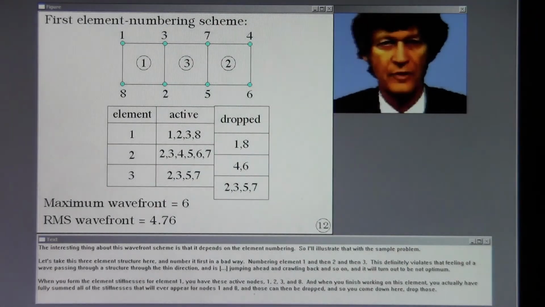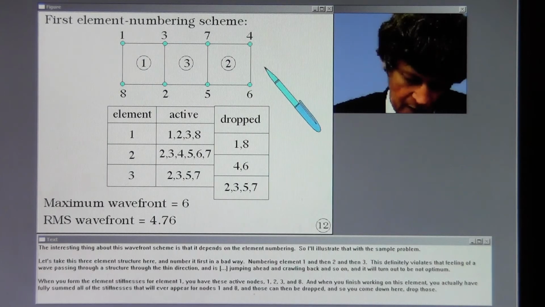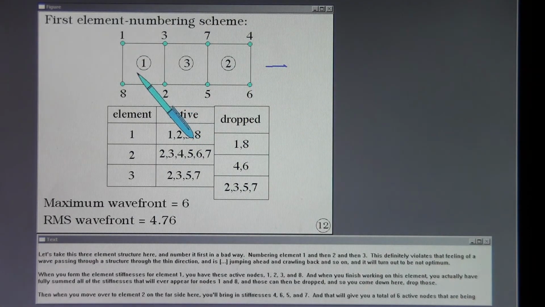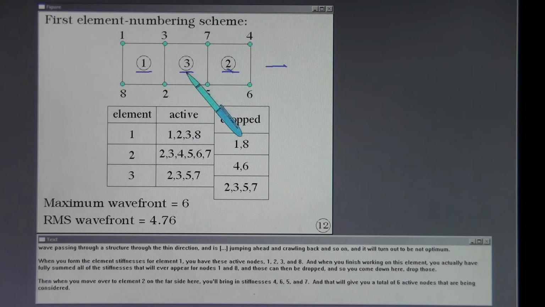The interesting thing about this wavefront scheme is that it depends on the element numbering. So I'll illustrate that with the sample problem. Let's take this 3-element structure here and number it first in a bad way, numbering element 1 and then 2 and then 3. This definitely violates that feeling of a wave passing through a structure through the thin direction, and is sort of a jumping ahead and crawling back and so on. And it will turn out to be not optimum.